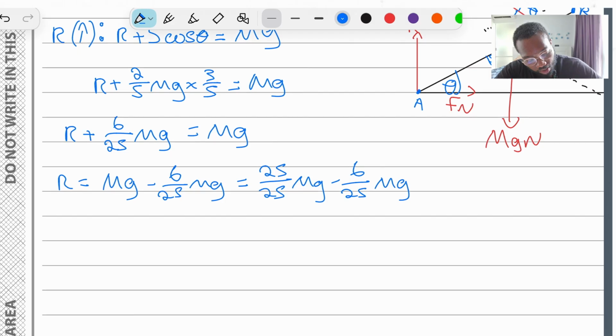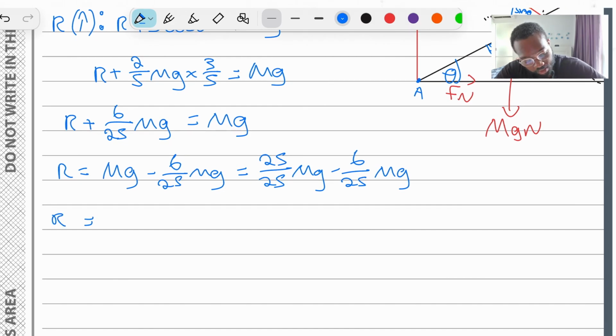So that gives us that R is equal to 19 over 25 mg. Okay, so we've worked out what R is. R is 19 over 25 mg. Now let's look at what F is.